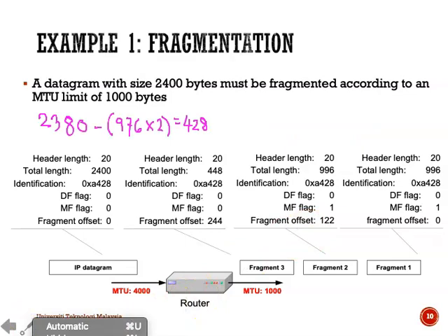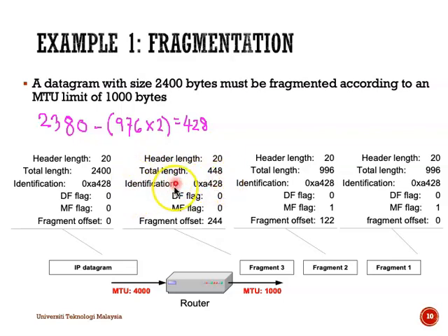The third fragment here will have a data size equal to 428. So how do we get this? You subtract from the original data size 2380 the 976 multiplied by 2, since 976 is the data size of each of the first two fragments. So you get 428, and then add the header length, which is 20. So the total length of fragment 3 is 448.